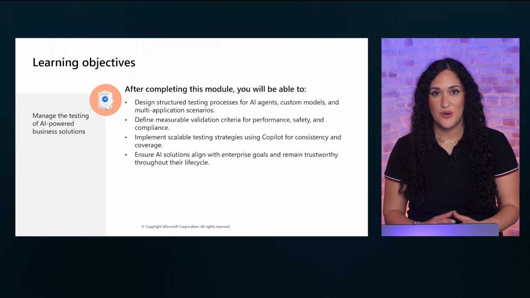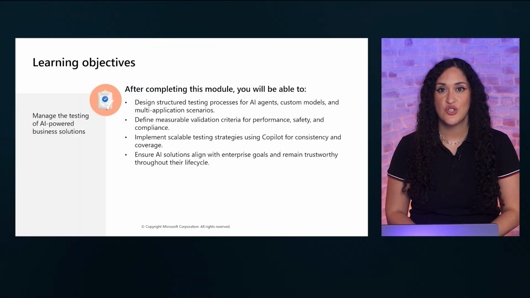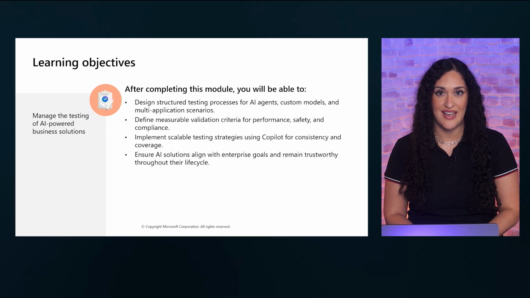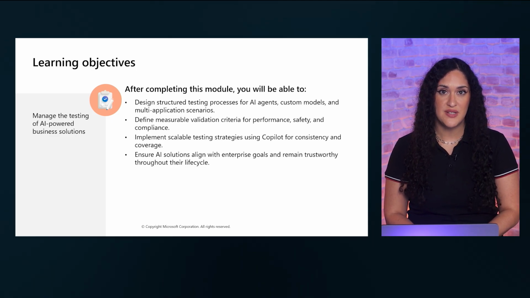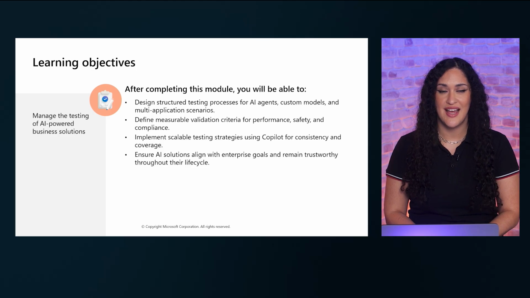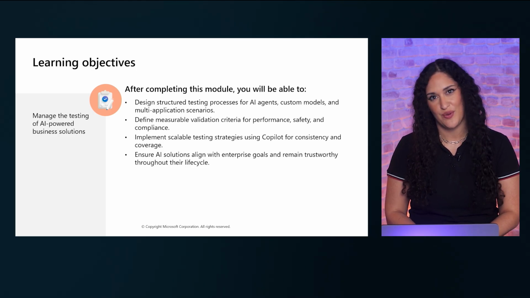By the end of this video, you'll know how to design structured testing processes for AI agents and custom models, how to define measurable validation criteria covering performance, safety, and compliance, how to implement scalable testing strategies using Copilot, and ensure your AI solution stays aligned with enterprise goals throughout their lifecycle.